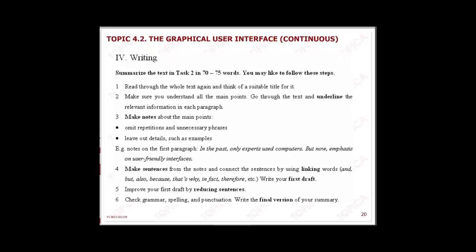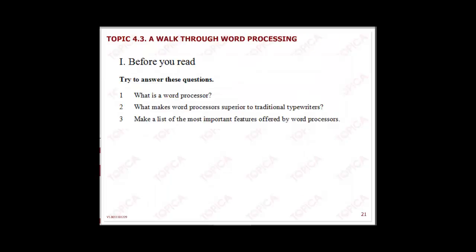Summarize the text in Task 2 in 70 to 75 words. You may like to follow these steps. Topic 4.3. A walk through word processing.